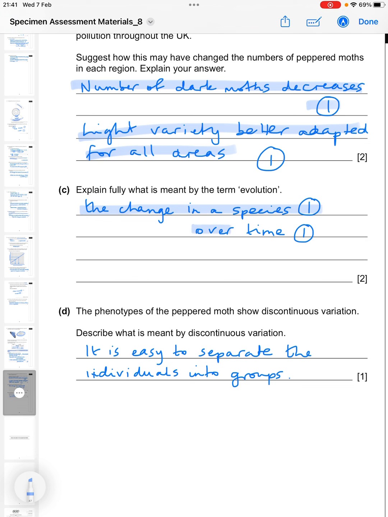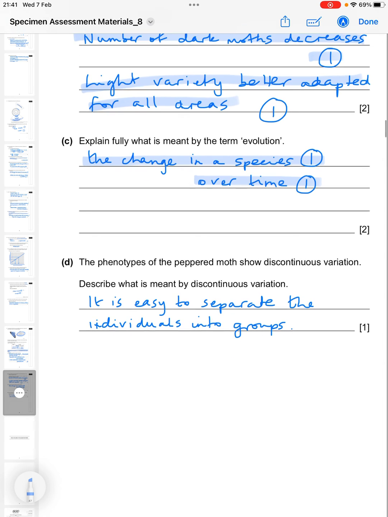Then explain fully what's meant by the term evolution. So we're looking just for 2 things: the change in a species over time. Very simple definition. Make sure you learn that one because it does come up quite frequently.